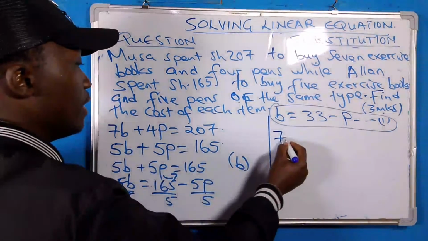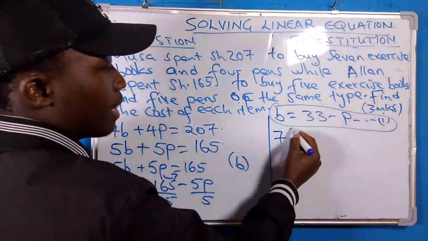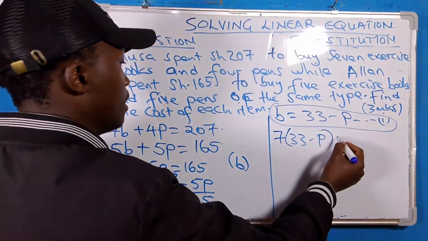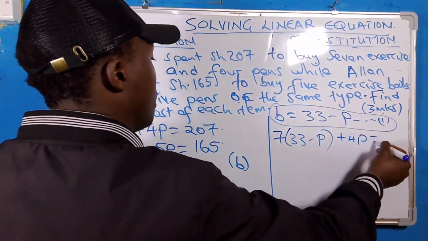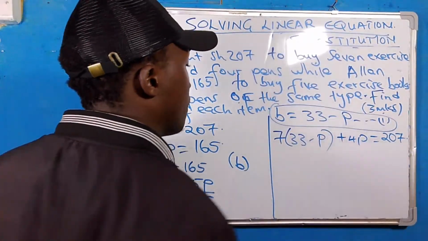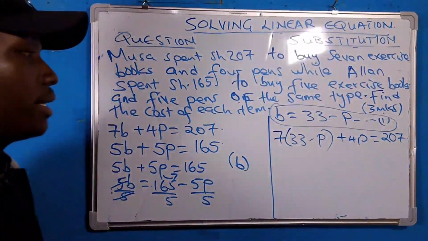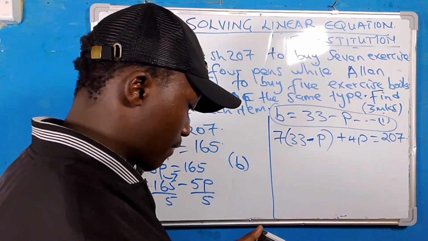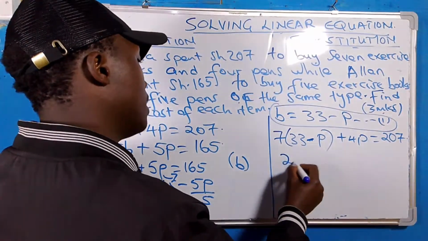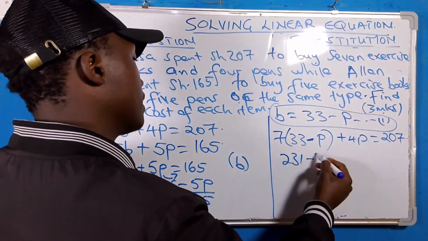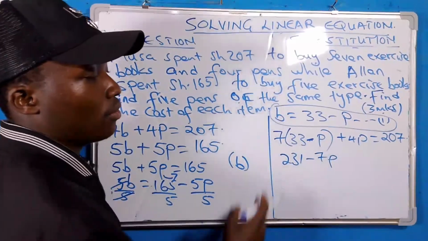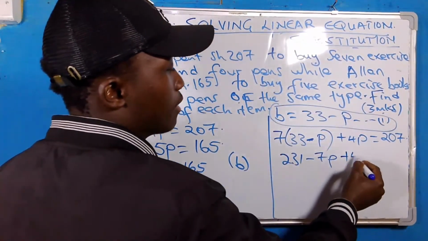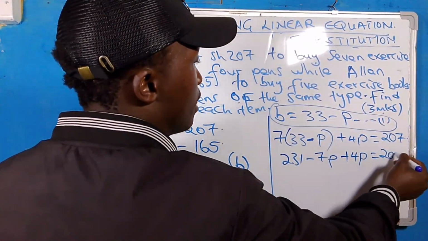So it will be 7b. b is 33 minus p. So b is written in terms of p. Then plus 4p is equal to 207. So we will now open our brackets. This is minus. So 33 times 7, that will give us 231 minus 7p. So 7 times 33 is 231, 7 times p is 7p, plus 4p is equal to 207.